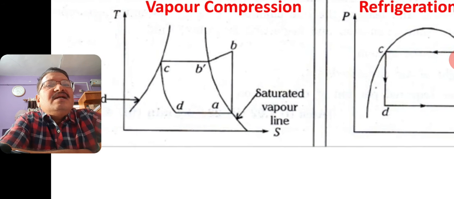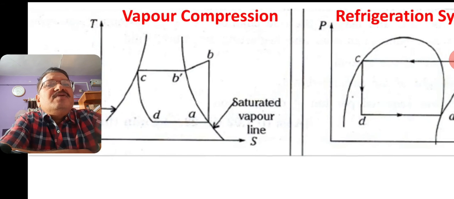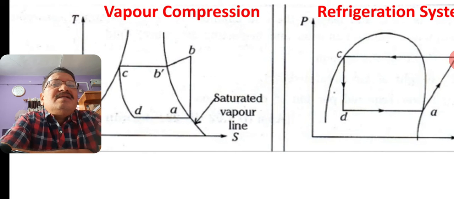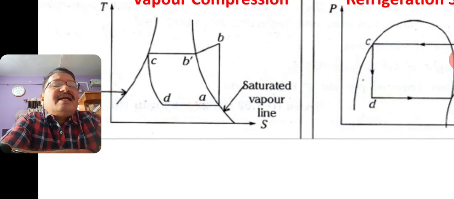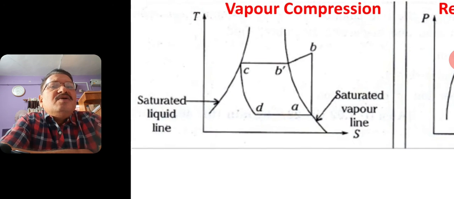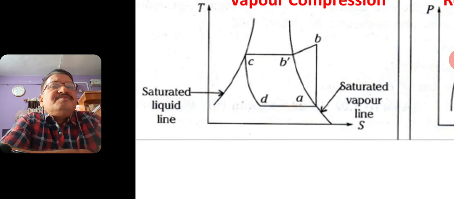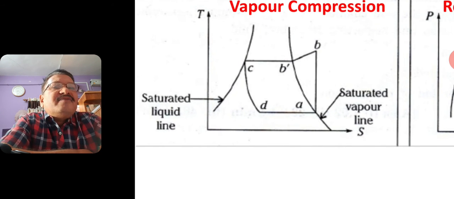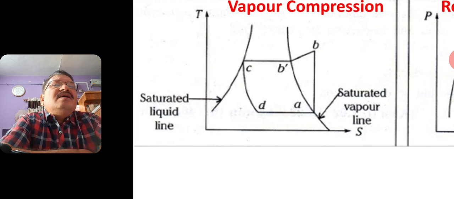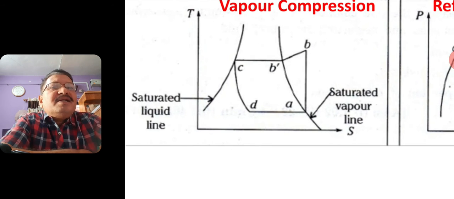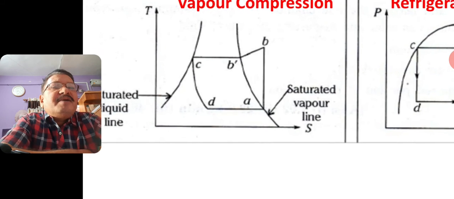So these curves show you the vapor compression cycle on the TS diagram and the pH diagram. Here the saturation curve is also shown. The saturation curve consists of the saturated liquid line and the saturated vapor line. To the left of the critical point we have the saturated liquid line. To the right of the critical point we have the saturated vapor line.